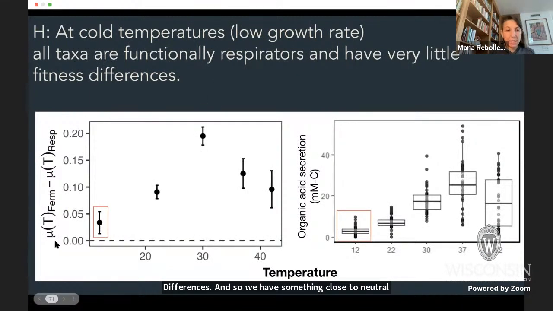And we see that, right? In this plot, I have the difference in maximum growth rate at each temperature between fermenters and respirators. And we get that at 12, that difference is very low. It exists. The fermenters are still growing faster in sugars than the respirators, but it's a very small difference. And they're producing almost no organic acids into the media.